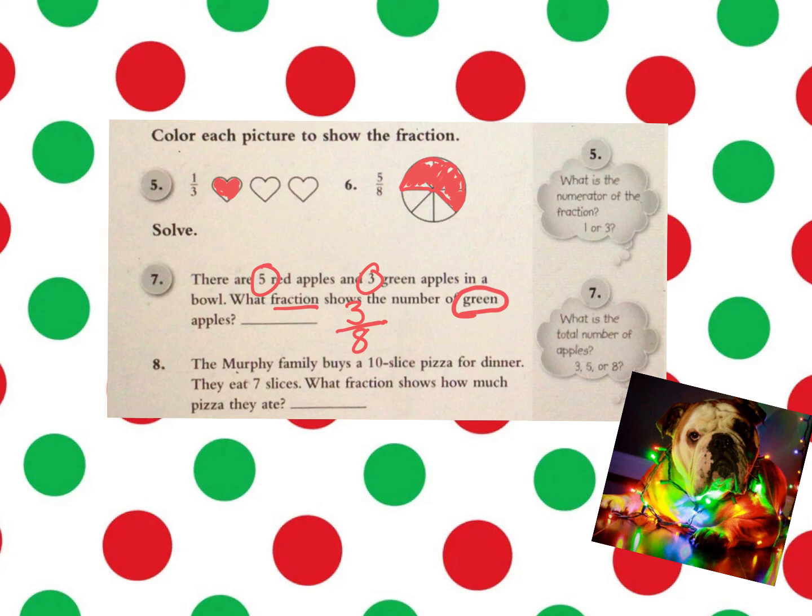of green apples. Number 8, the Murphy family buys a 10-slice pizza for dinner. They eat 7 slices. What fraction shows how much pizza they ate? So I'm going to circle my important numbers. 10 is the total. They eat 7. So what fraction shows how much they ate? Not how much is left, but how much they ate. So they ate 7, and we know that there's a total of 10 to give me 7/10.